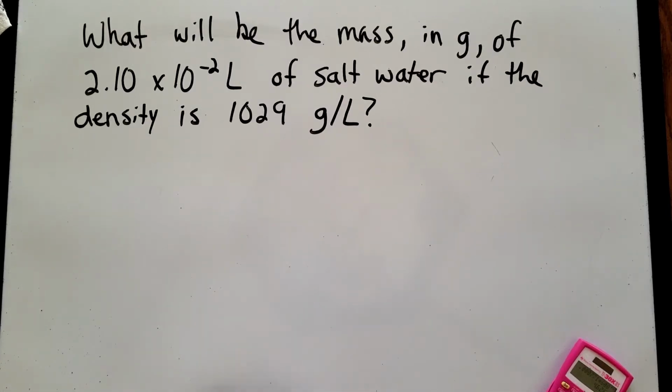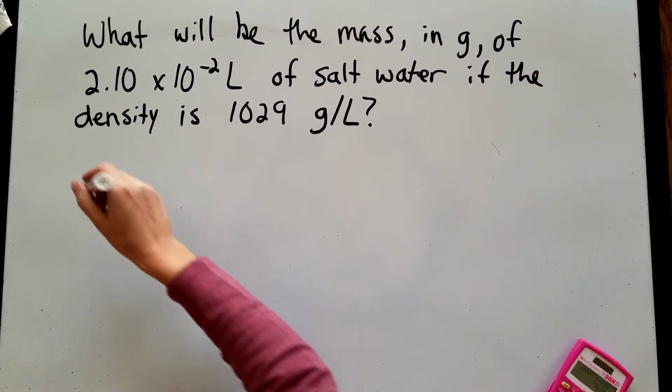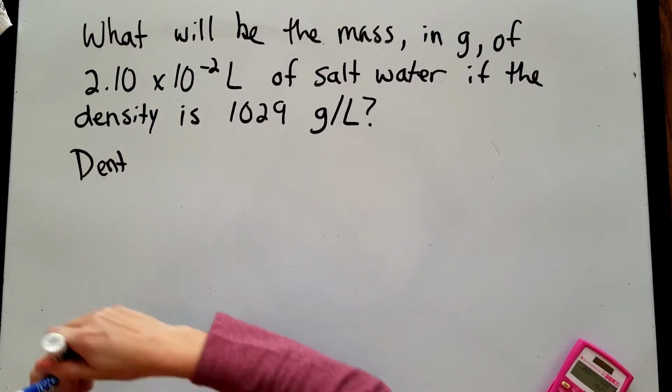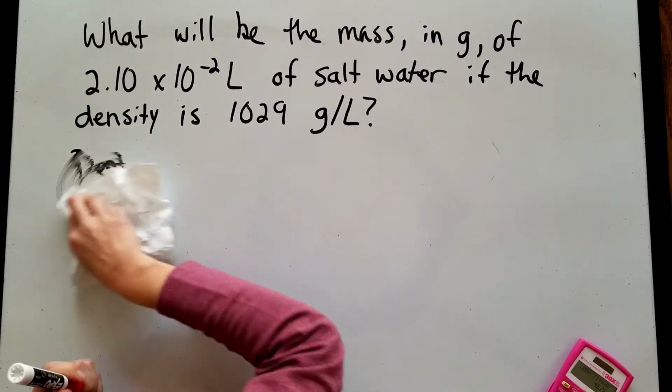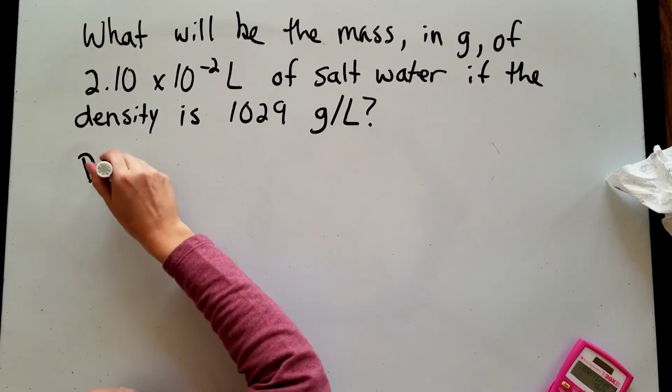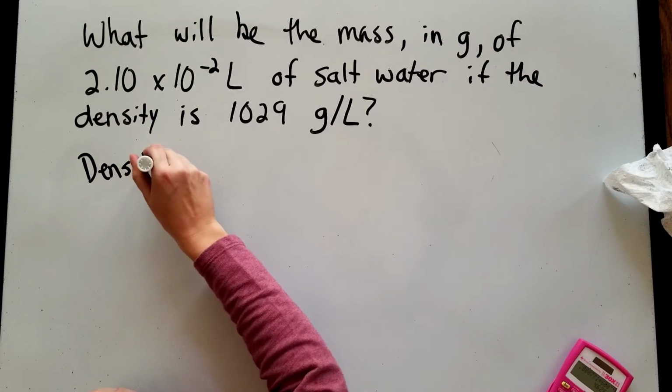So we're going to look at a density problem. Now, relating density to intensive versus extensive properties, let's look at the density property itself. So density is a measurement of a particular substance. So the density of substances vary.